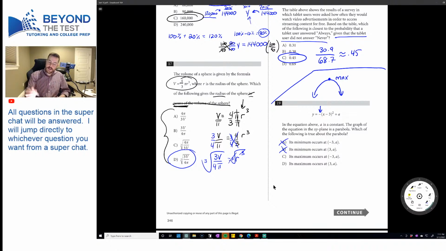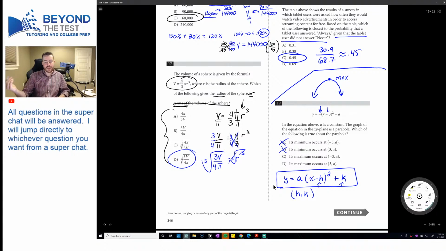Now what we also want to know is this. If you have an equation that looks like this, x squared plus k, this is the equation of a parabola here, and the vertex point is just h comma k. It's the opposite sign inside, and then you just keep the outside. So if it's a -3 inside, the opposite of that would actually be a +3, and we keep the positive a out here, which is why this has to have a maximum at d, which is 3 comma a.